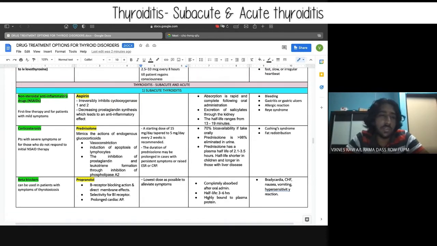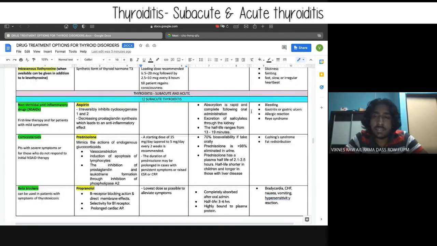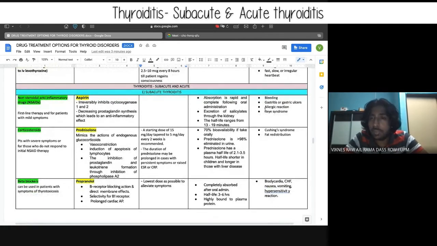The pharmacokinetics of aspirin is that absorption is rapid and complete following oral administration. The excretion of salicylates, which is the byproduct of aspirin, is through the kidney, and the half-life normally ranges from 13 to 19 minutes. Next, the adverse effects of aspirin may include bleeding, gastritis or gastric ulcers, allergic reaction, or Reye's syndrome.